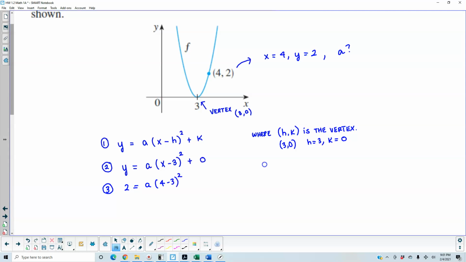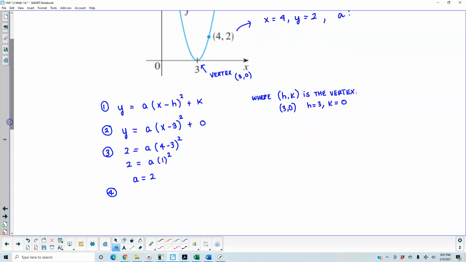And then we're going to solve for a. Well, since it's plus 0, we don't need to write 0. We know that 4 minus 3 is 1, and 1 squared is 1. So therefore, we know that a is going to equal 2. So now we've determined what the formula is for the parabola, and so the formula is y equals 2 times x minus 3 squared.